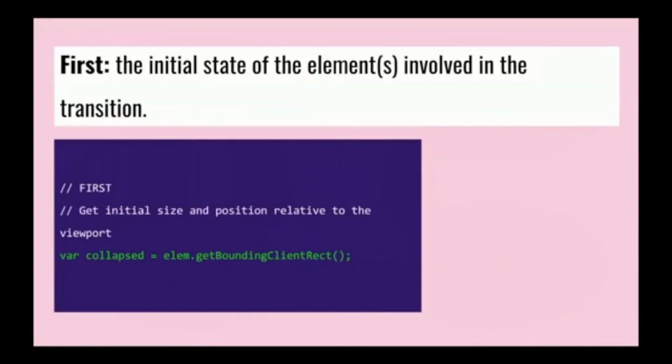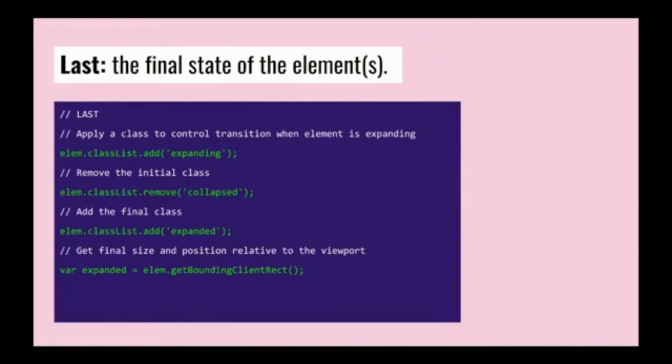First, the initial state of the element involved in the transition. So we're going to just get this element and get the initial state of it. So this top, bottom, width, height, all this information about it. Then we're going to get the last one. So we're going to add the class, remove the class, then add the class again. So basically, even before we have our page rendered, we're going to show it and hide it from the user already.